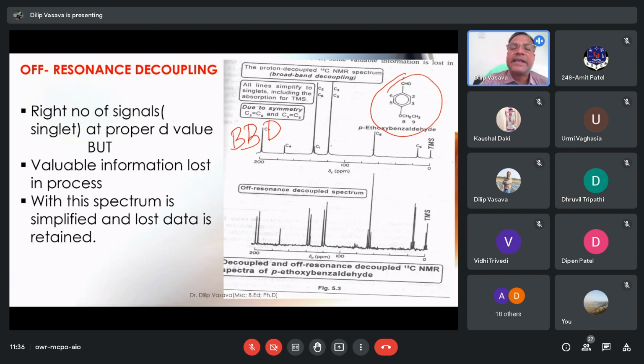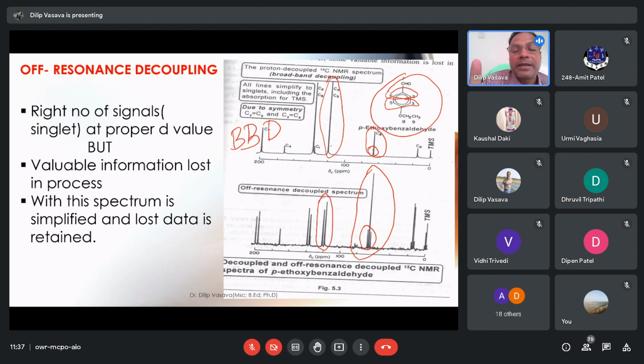So let us take an example. Of course, the intensity of this one carbon atom in BBD is low, but the intensity of the carbon in the off resonance decoupled spectrum is very high. Not only that, here no splitting is observed, but here you can see the splitting is also there. This is not only one carbon atom; it is the carbon atoms like C3, C5 or C2, C6. Here also only a singlet is observed in BBD, but in the off resonance decoupled spectrum, a doublet is observed.